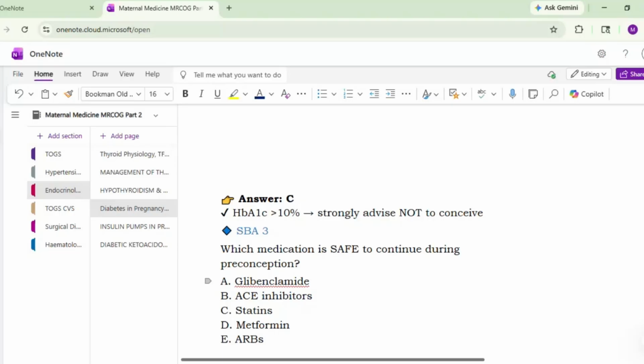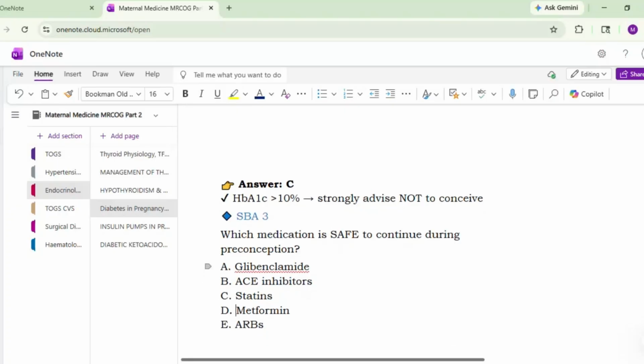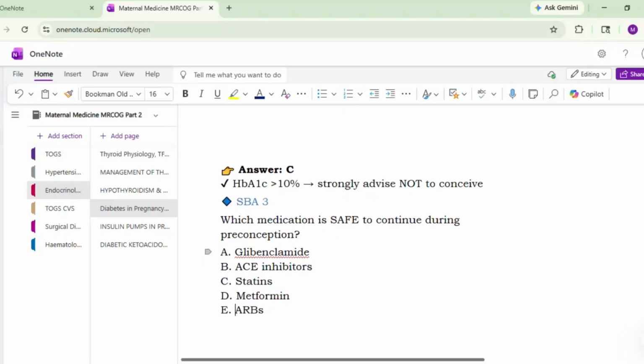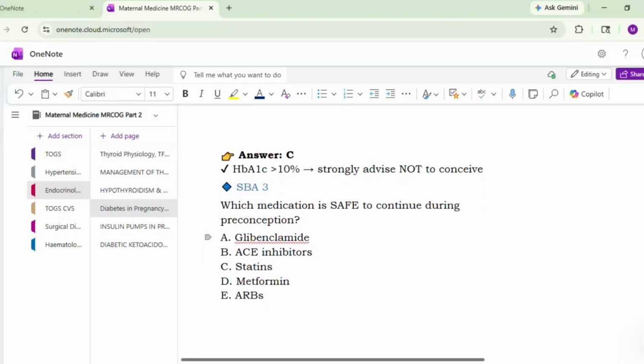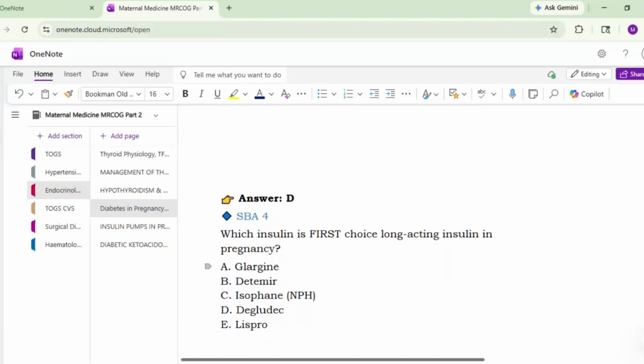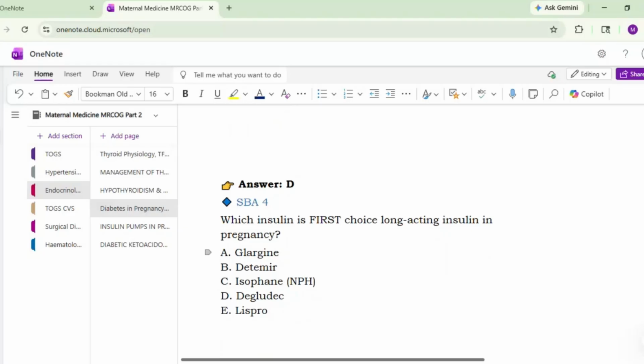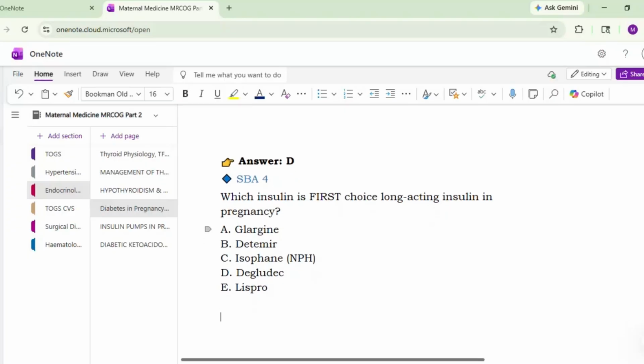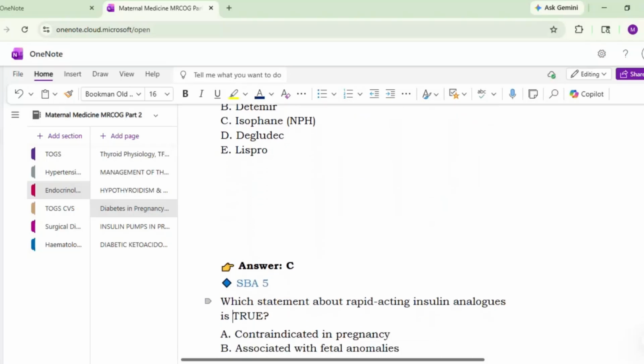Which medication is safe to continue during preconception? Glibenclamide, ACE inhibitor, statin, metformin, ARB. It is metformin, option D. Metformin is safe. Then which is the first choice long-acting insulin in pregnancy? Glargine, detemir, isophane. So, sir, C, it is the isophane insulin. NPH insulin is safe.